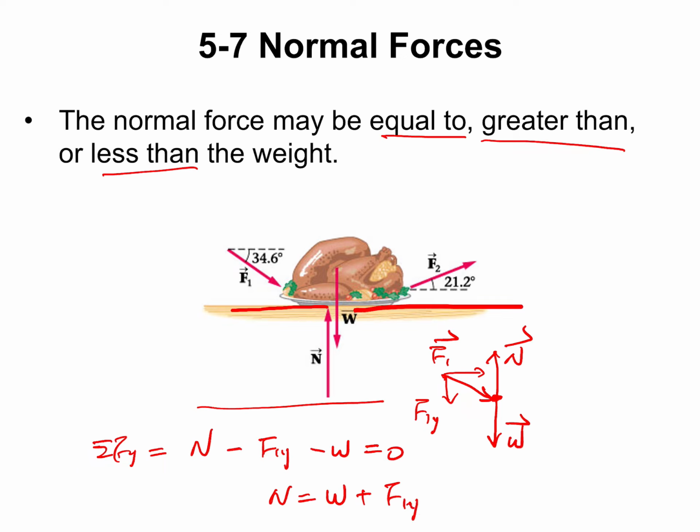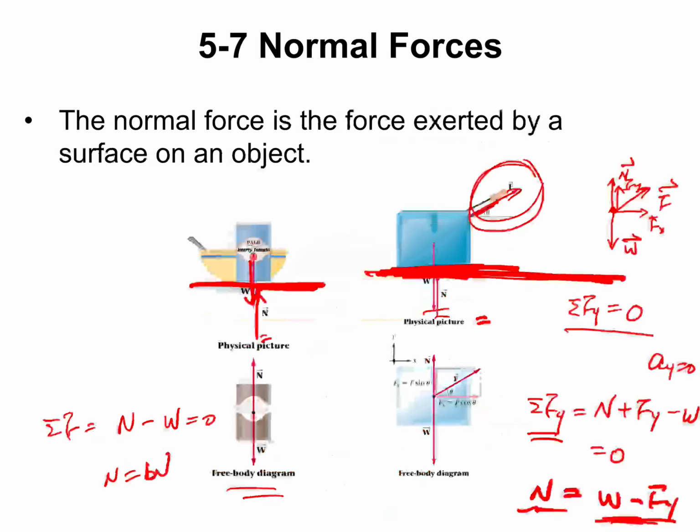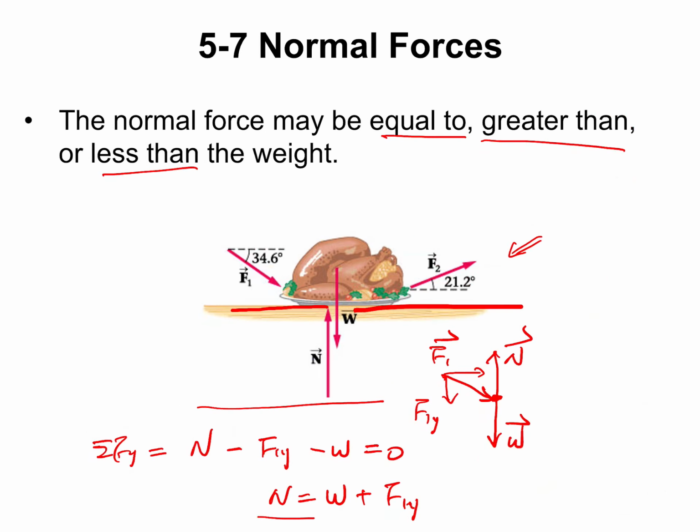So in this scenario, if we apply a force F2 in the upper direction, and then you come back to this scenario, we can tell the normal force will be smaller than the weight. In this case, the normal force is bigger than the weight. You just look at this scenario, so forget about this F2. Then in this scenario, with F1, the normal force will be bigger than the weight.